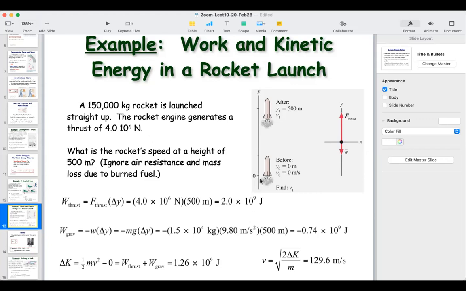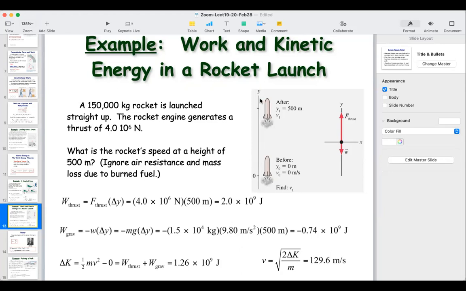So this other one, instead, we want to take a displacement along the y-axis. We have a 150,000 kilogram rocket, which is launched straight up. The rocket engine generates a thrust of 4×10⁶ Newton. What is the rocket speed at the height of 500 meters? And it says ignore air resistance and mass loss due to burnt fuel. Of course, we need to consider a very simplified case, right? So let's see what we have.